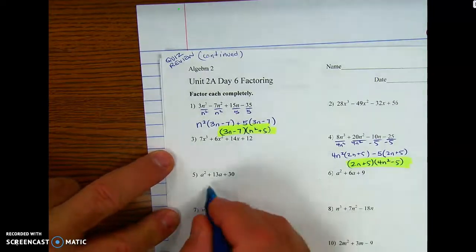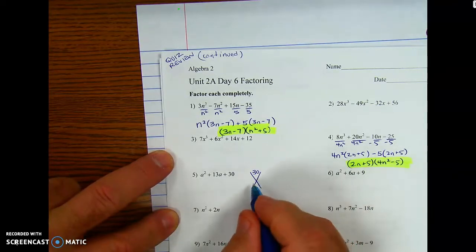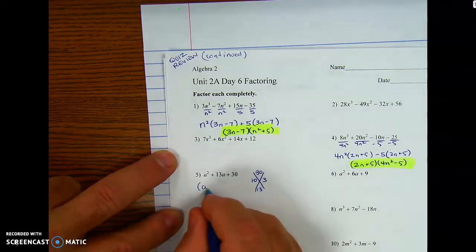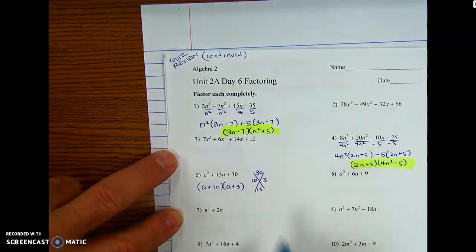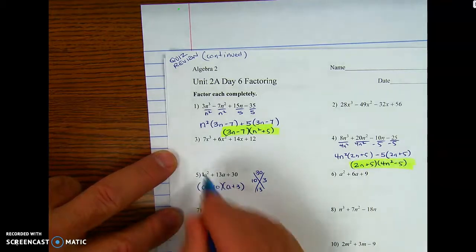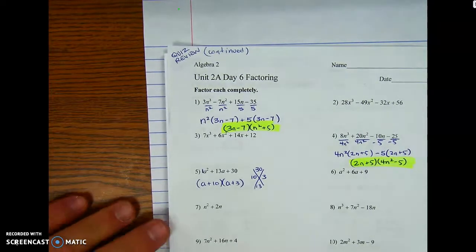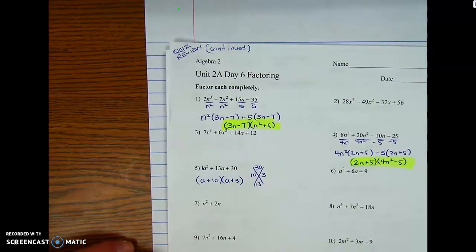Number 5, this is pretty quick. My magic numbers are 10 and 3. So my answer is a plus 10 times a plus 3. Why was this problem only 2 steps? Because the number in front of a squared was 1, which makes the bottoms up process only 2 steps instead of like 22 steps. All right.